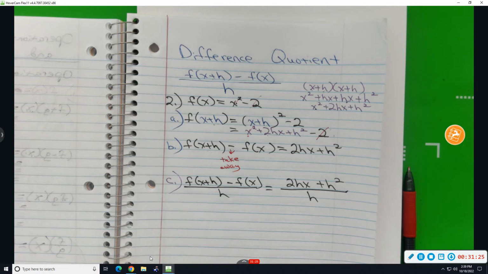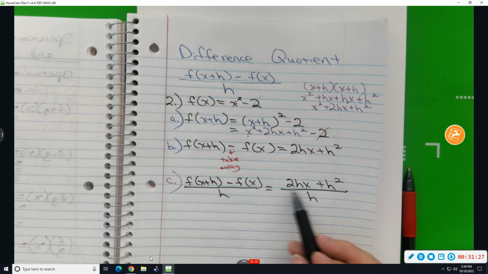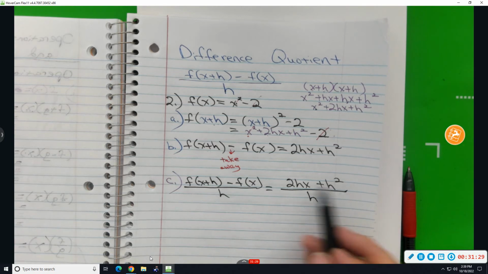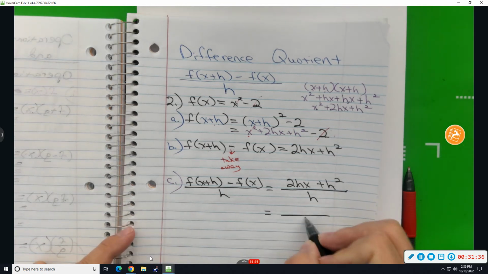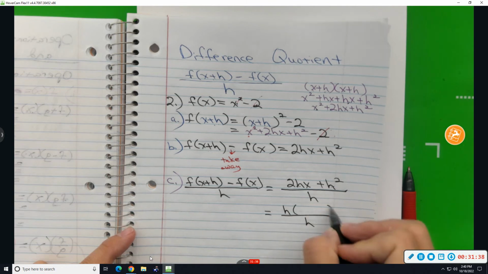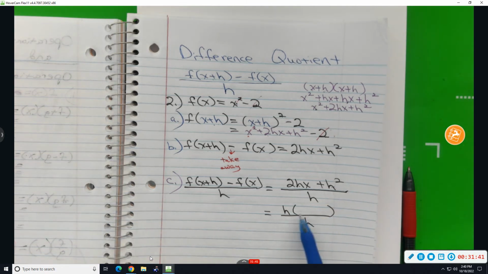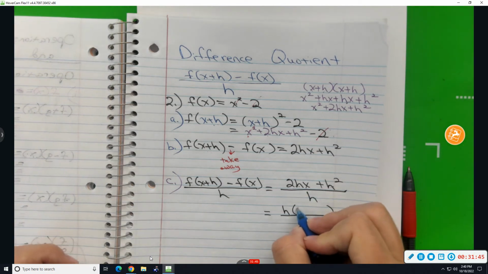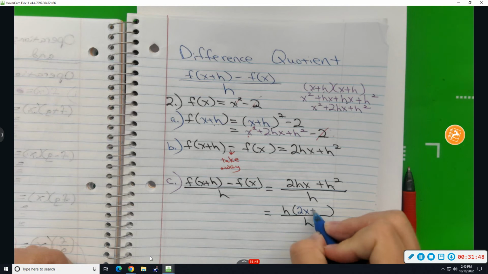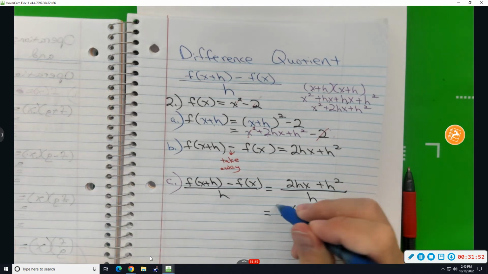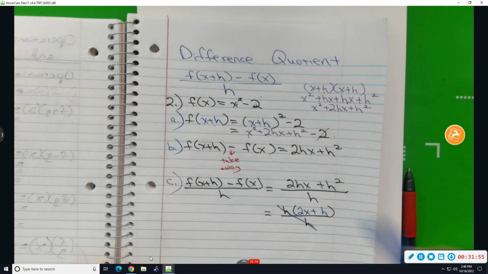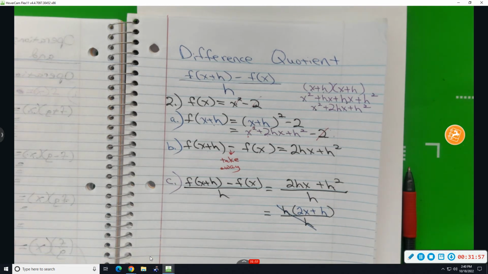You can't just start canceling because this thing up here isn't in factored form. What you could do is say there's a common h that we can factor out. You can take out that common h. What am I going to have here in the parentheses? 2x plus h. You had 1h remaining. So that's the answer: cancel the common h to give you 2x plus h.